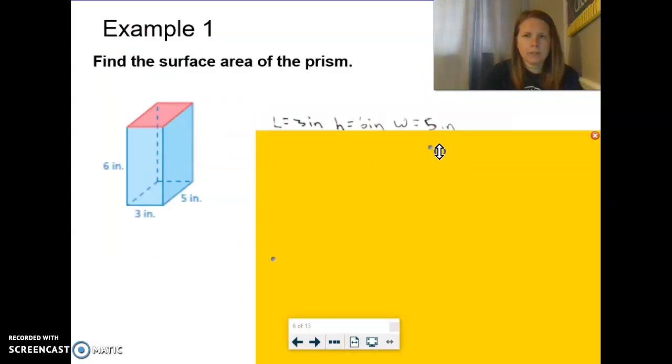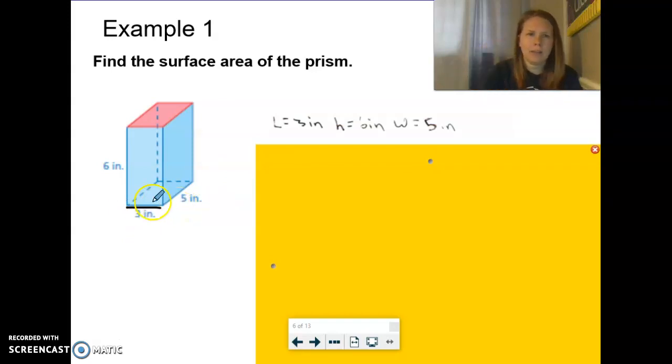So what I did first is I just labeled them out. My length is 3, so how long is this box? The width is how wide it is, so that's why I'm picking this 5. And my height is going to be 6. Okay, that's how tall my figure is. So that's first what I did, I just labeled them. Okay, my L is 3 inches, height is 6. I know it's a little hard to see the 6. 6 inches, and my width is 5 inches.